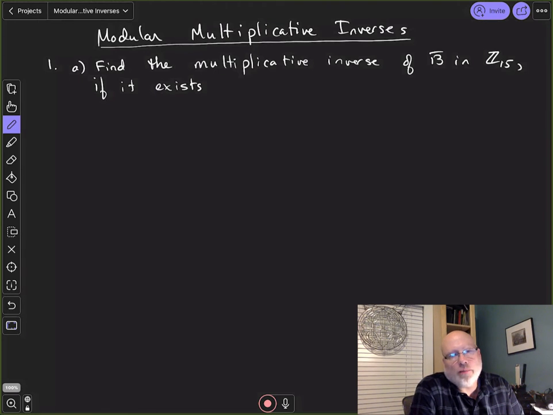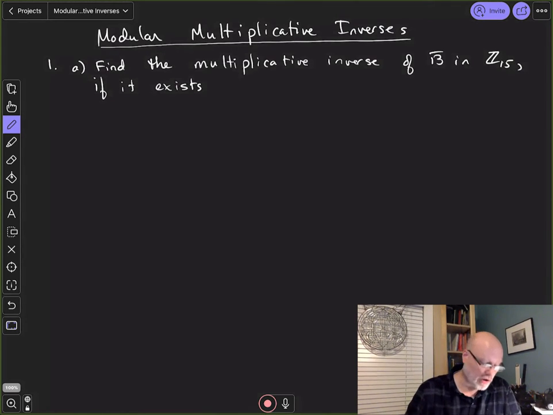Hi there, we're going to talk about modular multiplicative inverses now. This is going to be helpful for starting to work and solve equations in the modular world. We touched on this earlier a little bit, and now we're going to go a little bit further with it.